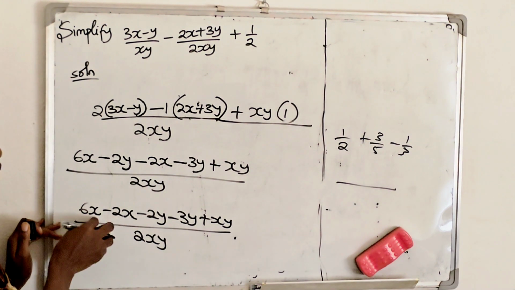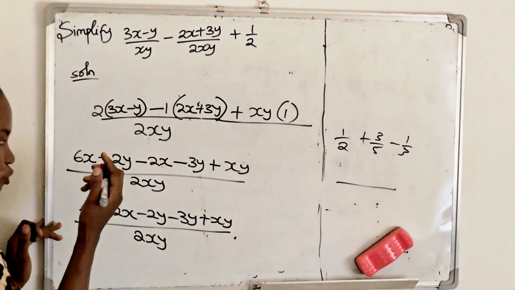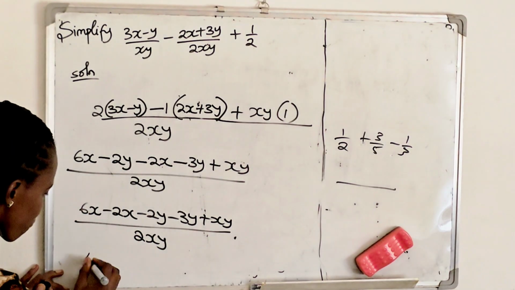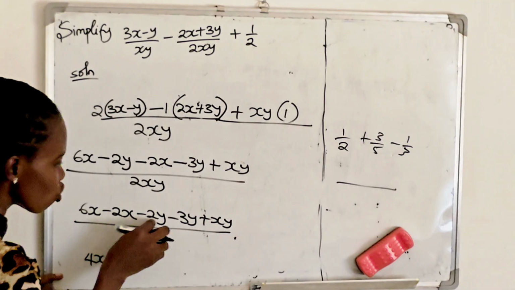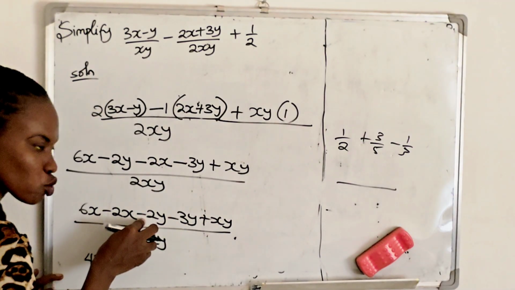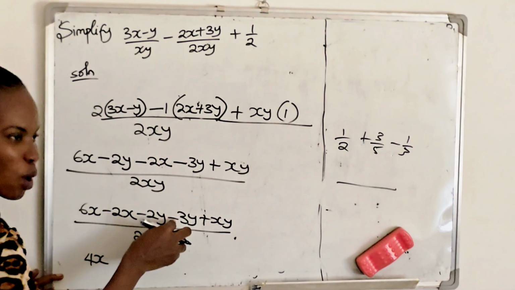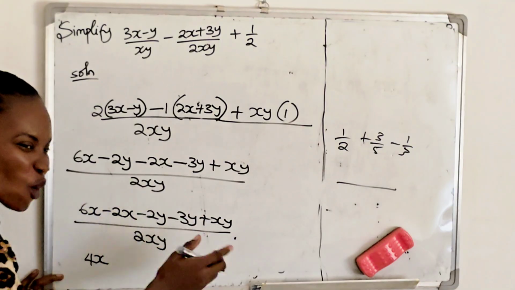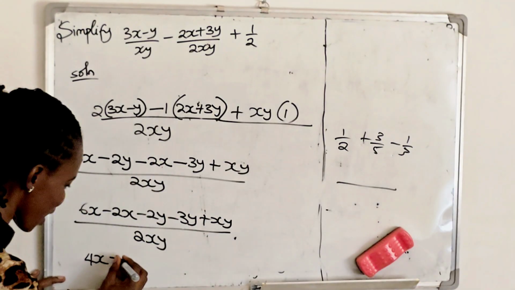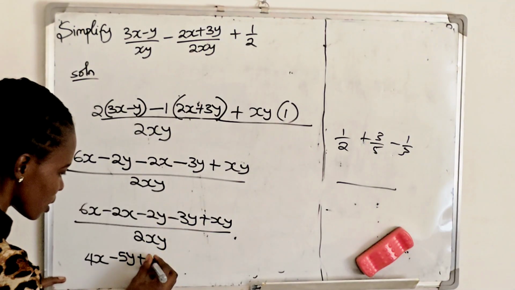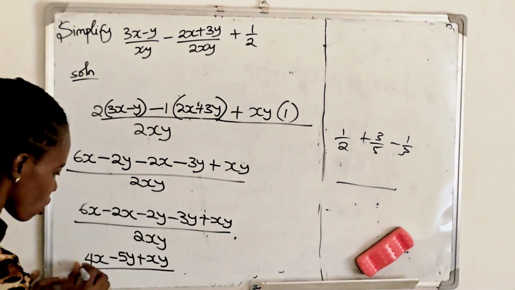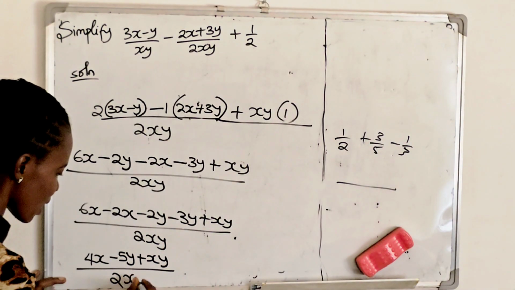In other words, 6 oranges minus 2 oranges will give you what? 4 oranges. So I have 4x. Okay, minus 2 minus 3. You are owing somebody 2, you are owing another person 3. How many are you owing altogether? You are owing 5 altogether. So it will be minus 5y. Then plus xy all over 2xy.